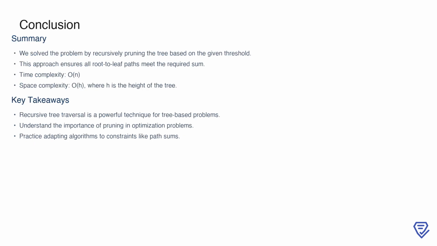Great job! Today, we tackled LeetCode number 1080, learning how to prune a binary tree based on root-to-leaf path sums. Remember, recursive tree traversal is key here.